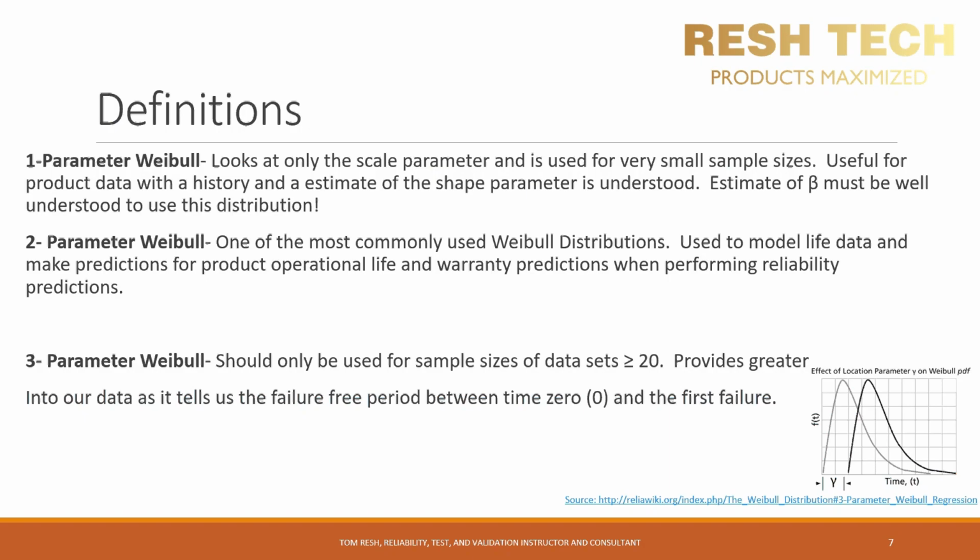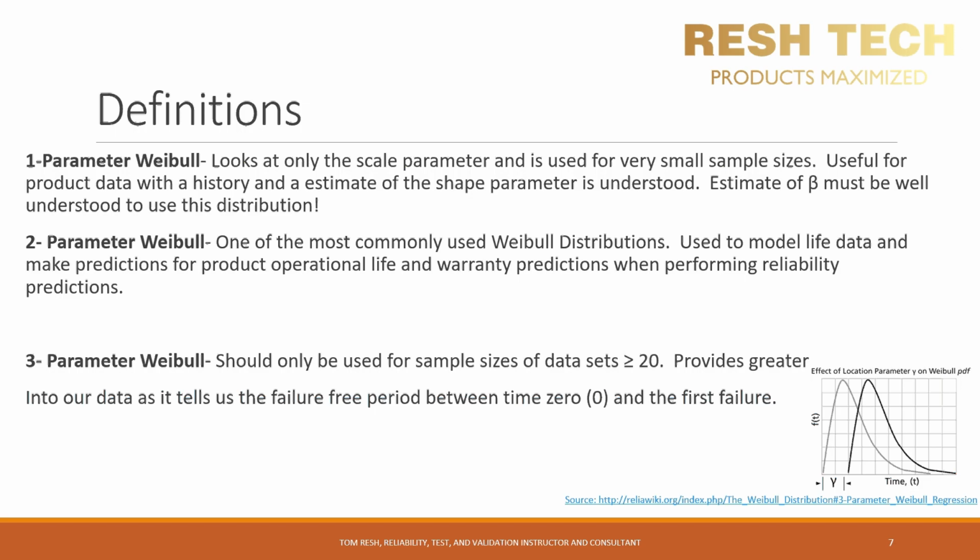Let's define three types of Weibull distributions. You have the one-parameter Weibull distribution, which looks at only the scale parameter and is used for very small sample sizes typically. It is useful for product data with a history and an estimate of the shape parameter, and it is well understood. Estimates of the shape parameter must be well understood to use this distribution. So you better have a history on your product and its reliability performance if you're going to use a one-parameter Weibull distribution, because you should already know what your shape parameter is at that point.